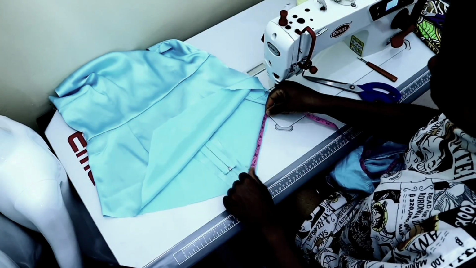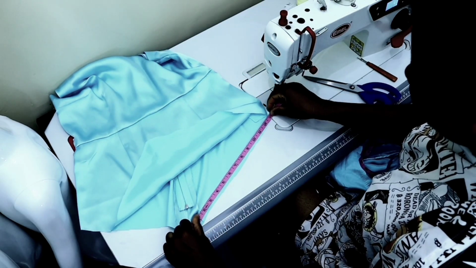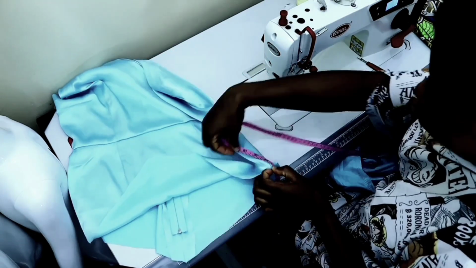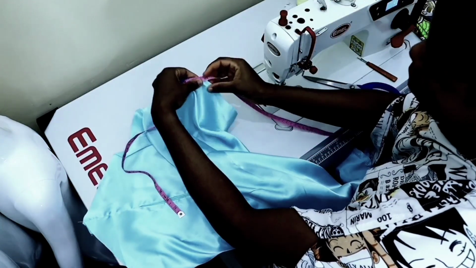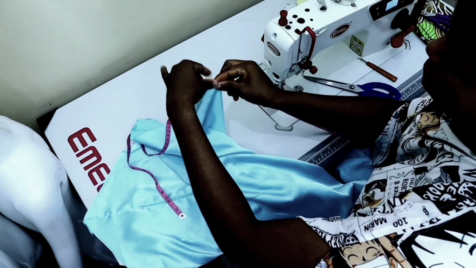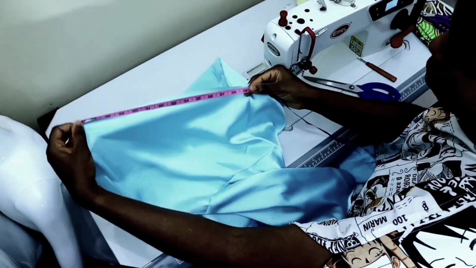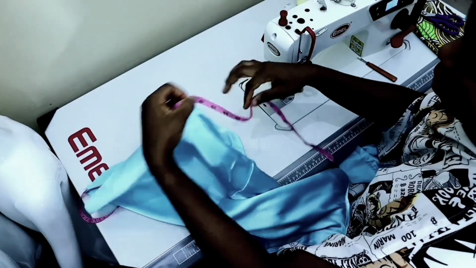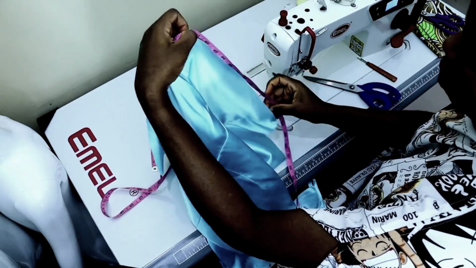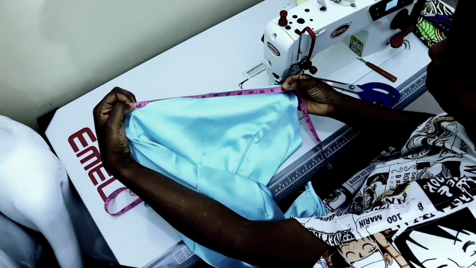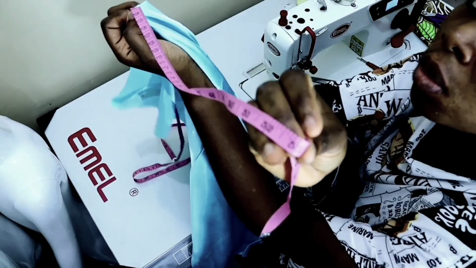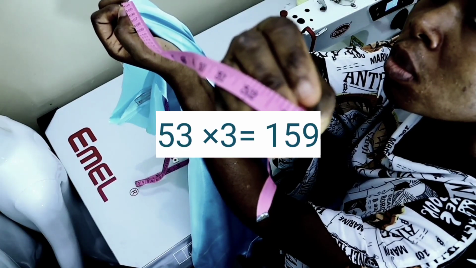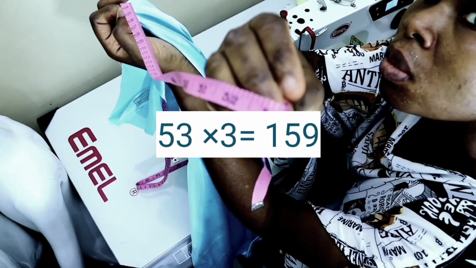So you just have to measure round the lower part of this dress now. You measure it all around. Whatever you get, you multiply your answer by 3. So when I measured mine, I got 53 inches. So I'm now going to cut another fabric that measured 14 inches in length and then 159 in width. You understand me?